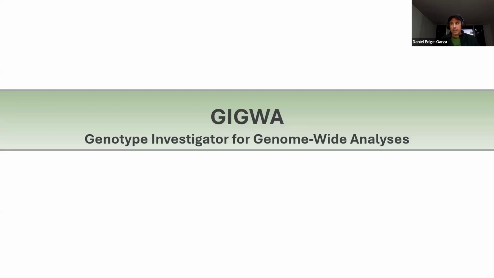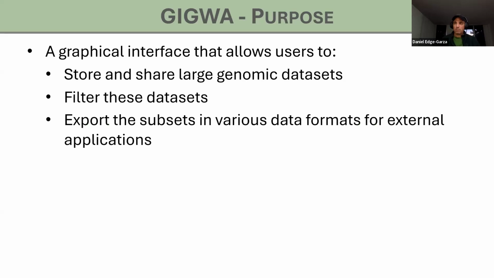GIGWA is a genotype investigator for genome-wide analyses. It's a graphical interface that allows users to store and share large genomic data sets, filter the data sets, and export the subsets of that data in various formats for external applications. So those are the three main functions of GIGWA that I want to go through with you all today.